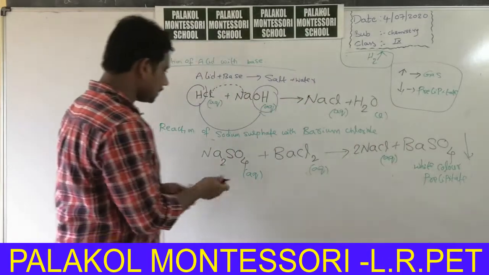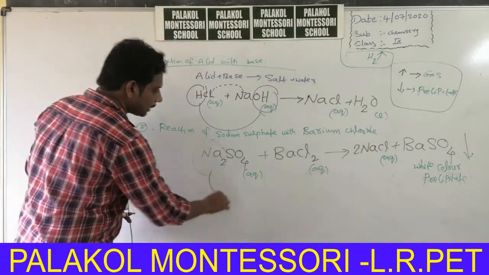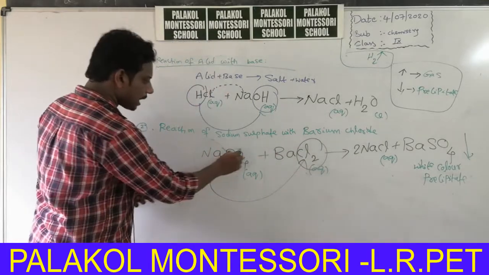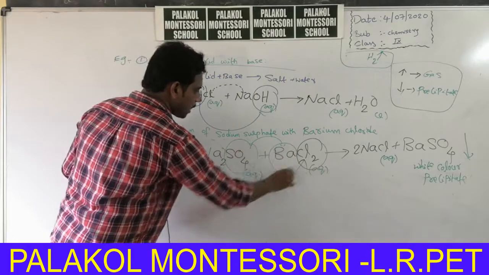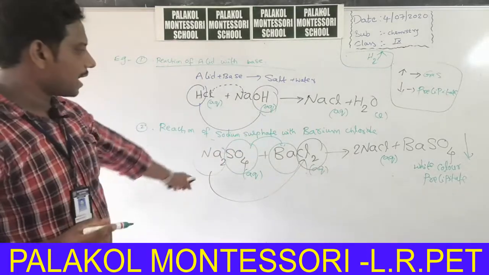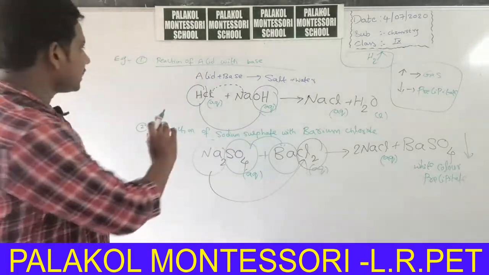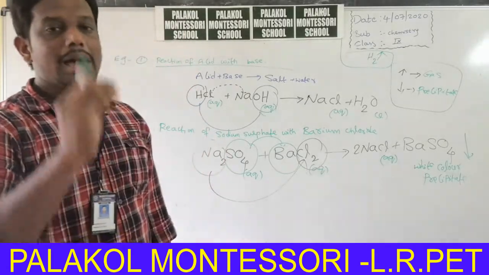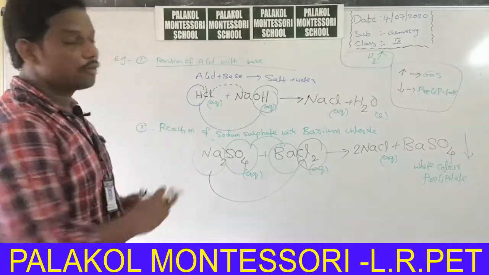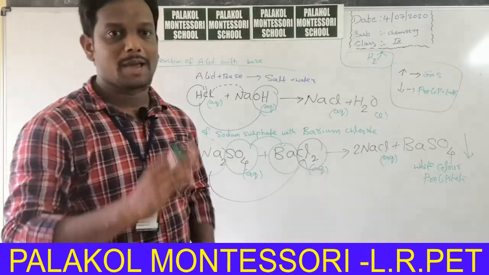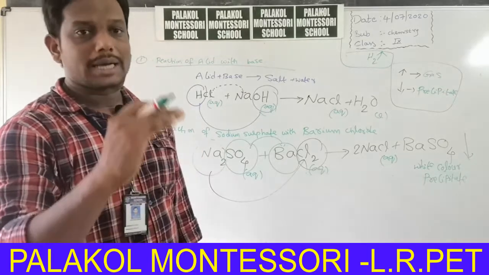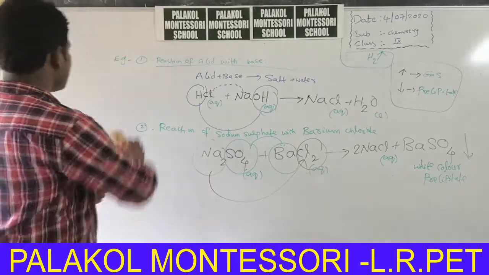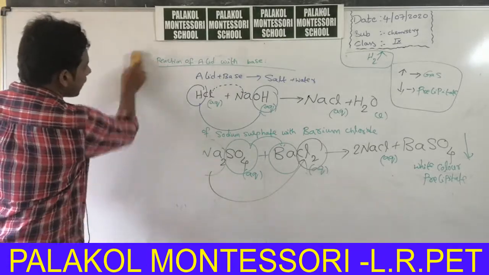So here the first part reacts with the last part. This last part reacts with this first part and they exchange their constituents. Finally, they form different products. This is also an example for double displacement reactions. Okay, this is about the fourth type of chemical reactions. Next concept, fifth one, is redox reactions.